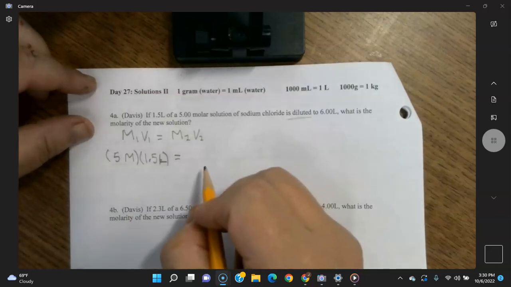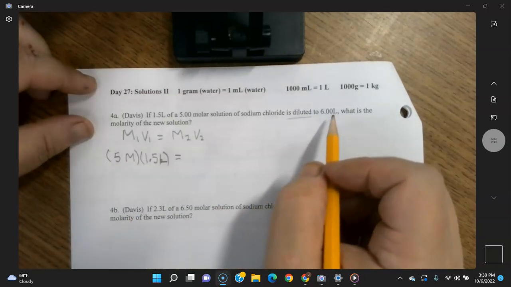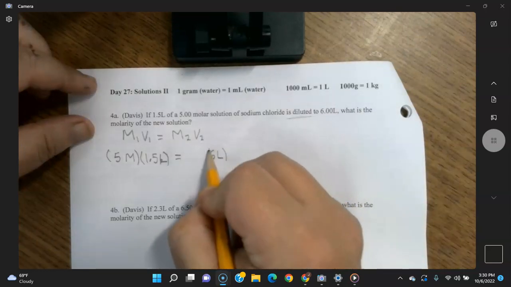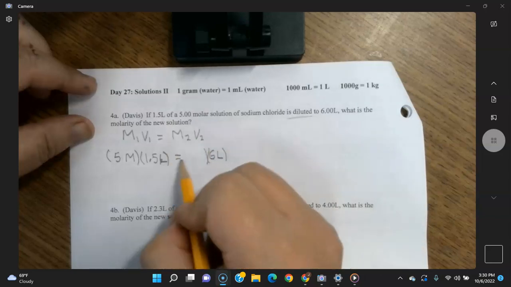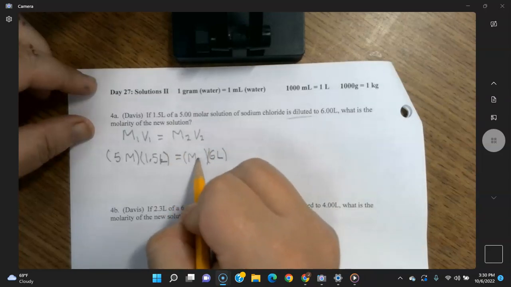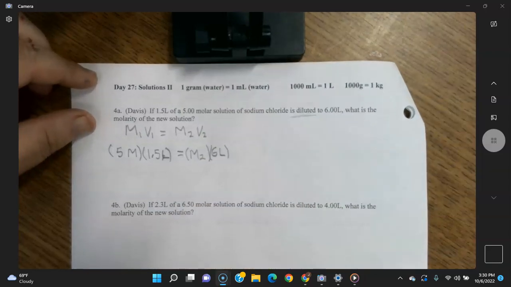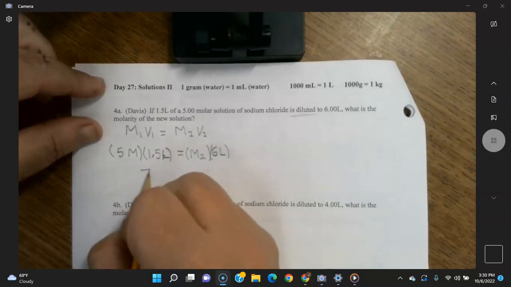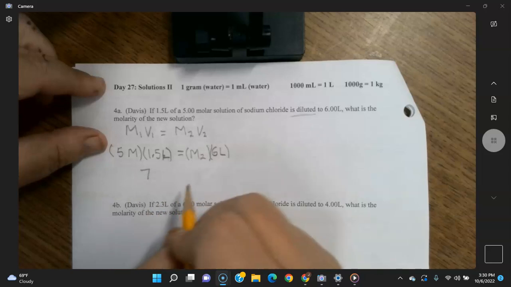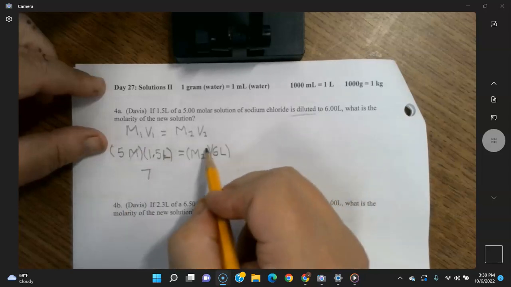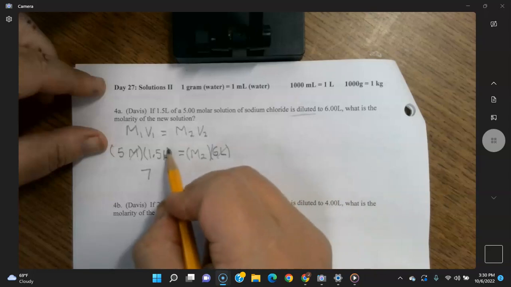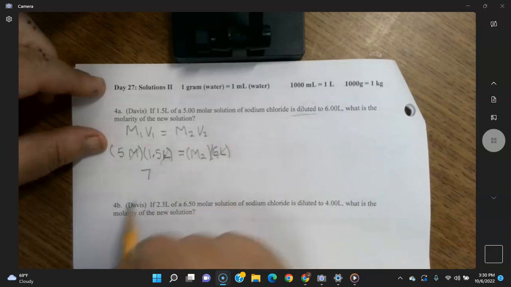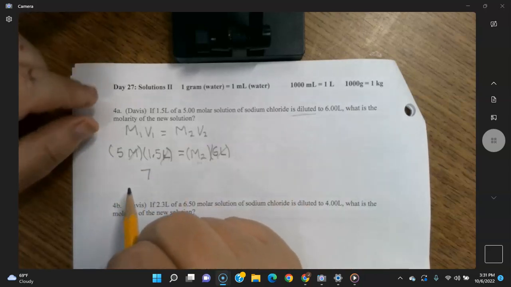Okay, and that's going to equal, it's diluted to 6 liters. So now you have a volume V2 of 6 liters. And what you want to know is what M2 is, what the new molarity is after you've added the water to make it 6 liters, okay? So 5 times 1.5 is 7.5. Don't really worry about the units of measure because molar is going to cancel with molar and liters with liters. And I take that back. The molar is not going to cancel, but the liters are going to cancel. You're going to end up with molar for M2.